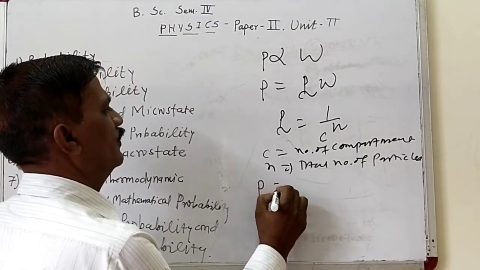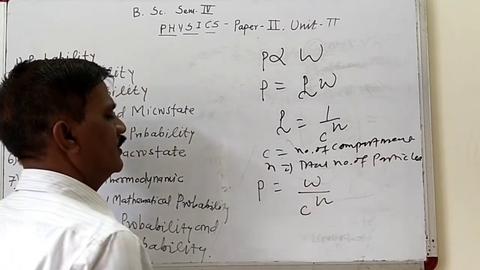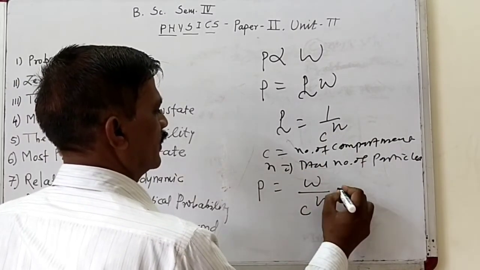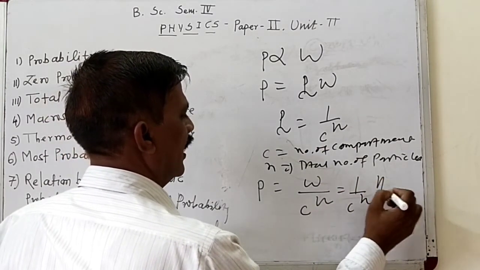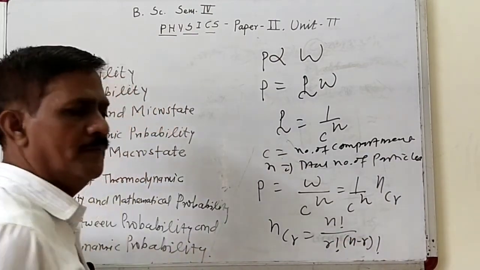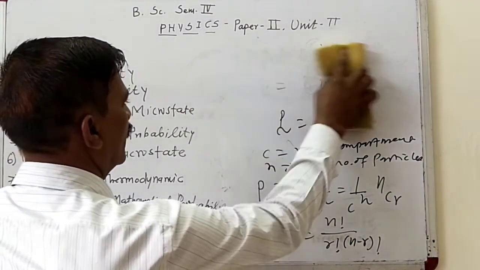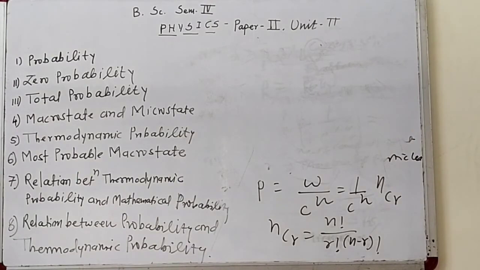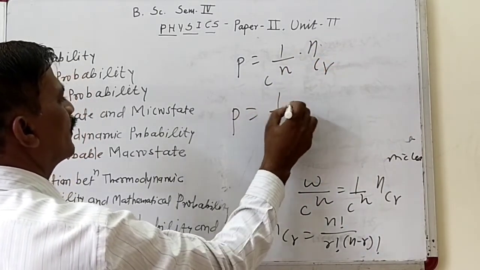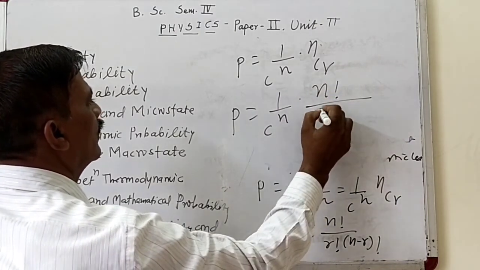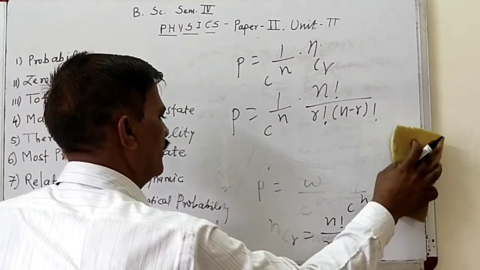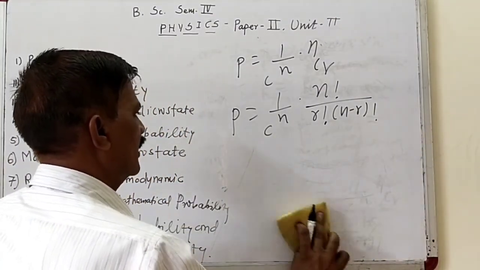Therefore, P equals omega by C to the power n. C is the number of compartments and n is the total number of particles. Also, omega is nothing but nCr, and nCr is n factorial upon r factorial into n minus r factorial, right? Therefore, the probability P equals 1 upon C to the power n times nCr, that is, P equals 1 upon C to the power n times n factorial upon r factorial into n minus r factorial. This is the probability of the system, or the probability of the macrostate of the system.